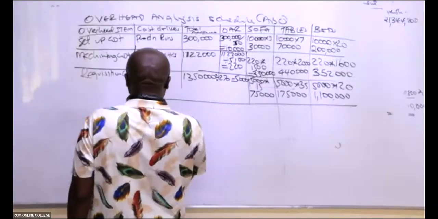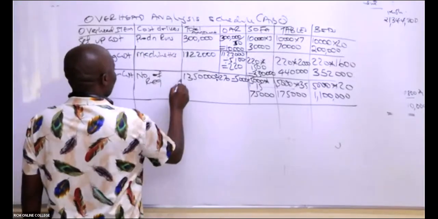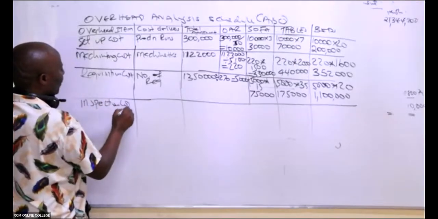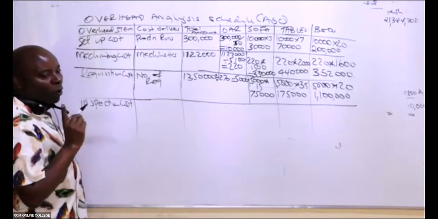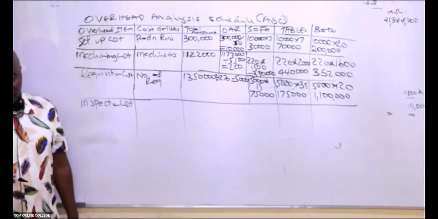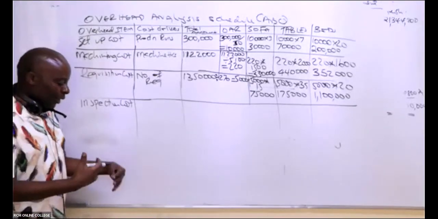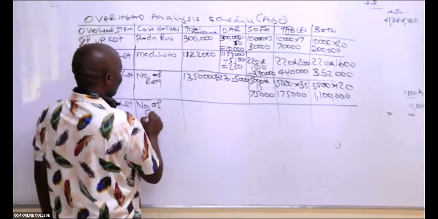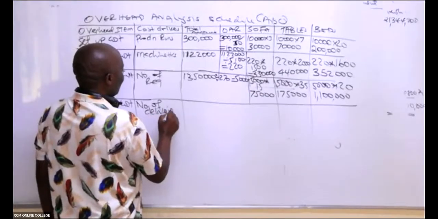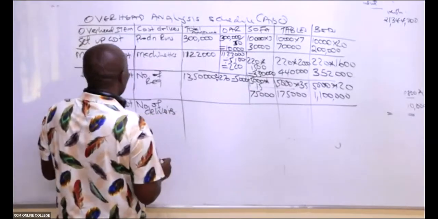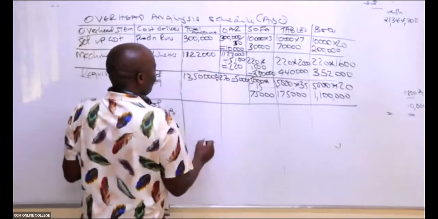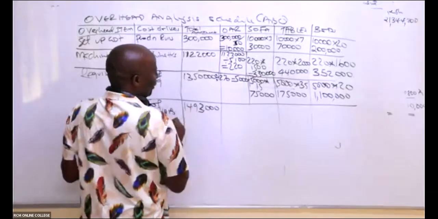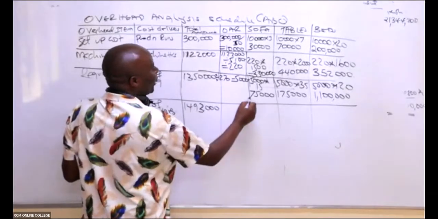What is the name of the next cost? Inspection cost. What is the cost driver given for inspection? Number of deliveries. We deliver, they inspect. How much is the total amount of inspection cost? 1,493,000. So are you able to get the OAR?